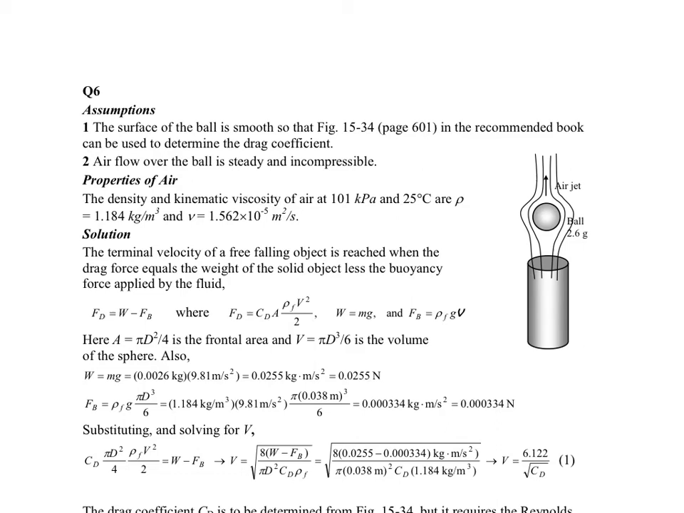We now look at question 6. In question 6, you are told that a light hollow ball of mass 2.6 grams and diameter 3.8 is suspended by an upward jet of air. Now the picture on the right gives you a graphic illustration of what is expected to happen.